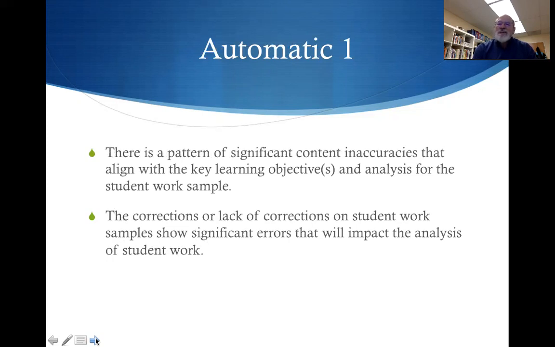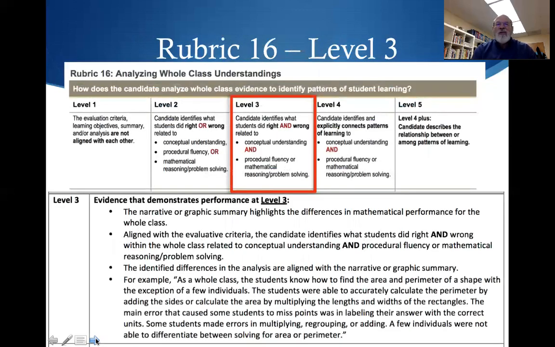The second piece is that as they look at student work, the absence of corrections or the corrections you do have show significant errors. So an automatic 1 says that the evaluator has looked at your work, and that either your work shows significant content problems, or your analysis of your own student work, your corrections, show significant content knowledge problems. That's an automatic 1. But we know that you want a 3.